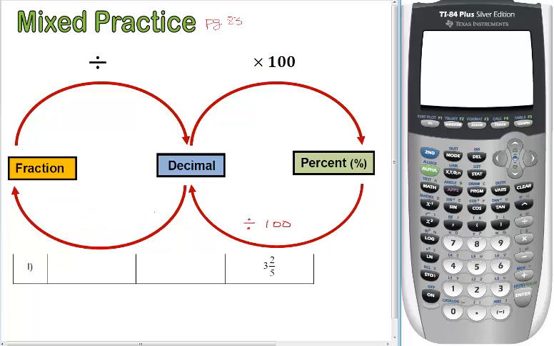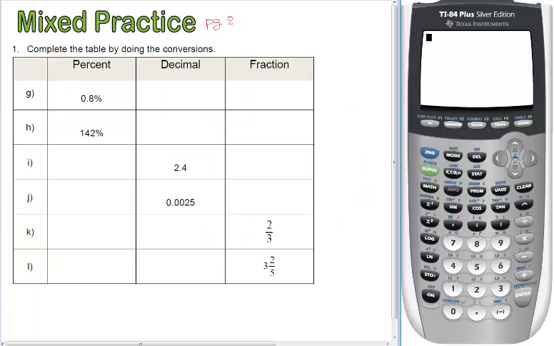Doing all that requires us now to do a bit of practice, okay? So let's do that. Alright, so this is page 83. Now the first couple start with percents, and we have to put them in decimal format and then in fraction format. Okay, so let's go at that one.